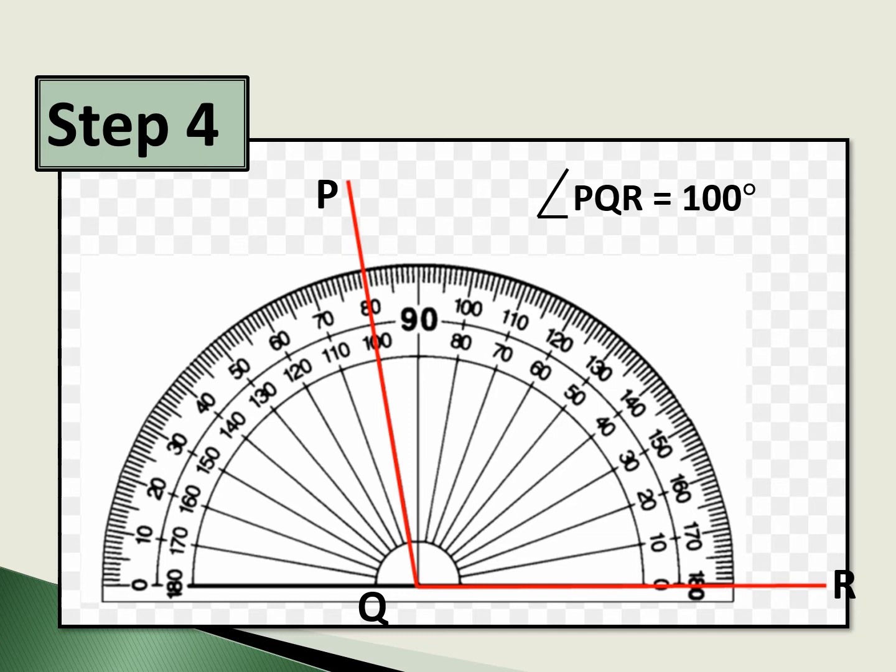In step 4, we will read the measure of this angle where the other arm crosses the scale. In this angle PQR, the other arm, which is QP, crosses the inner scale at 100. So the measure of angle PQR is equal to 100 degrees.